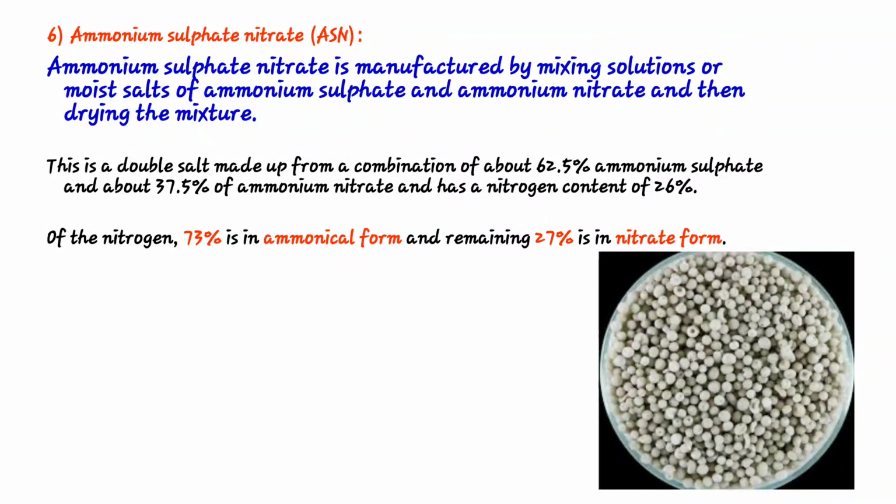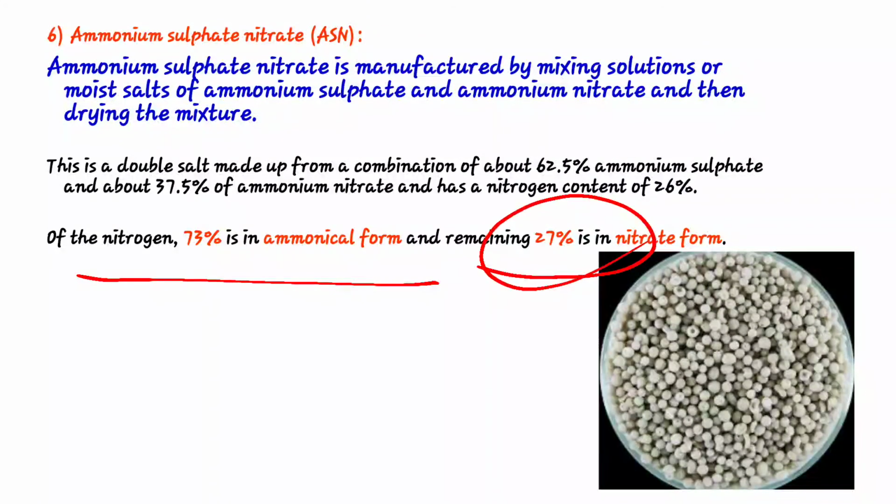Okay, so of the nitrogen, 73% is in ammoniacal form and the remaining 27% is in nitrate form. Also, it is readily soluble in water and it is highly resistant to leaching. It also contains three-fourths of its nitrogen in the ammoniacal part. So see, 73% ammoniacal form and 27% nitrate form. That's why it is not easily leachable.